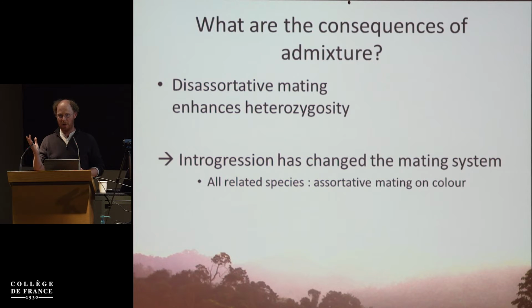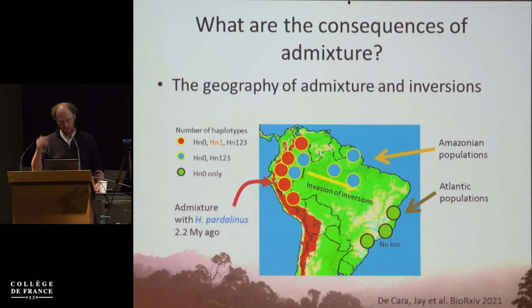Most other species of Heliconius butterflies show a pattern of assortative mating with relation to color, and this makes sense in the case of mimicry, you need to be like all the others. So there's no reason to choose a different mate to yours, except if you have a problem with your inversions. So introgression has changed the mating system in this case. Now, what are the consequences of this change in mating system? And we're going to look at the geography of admixture and inversions.